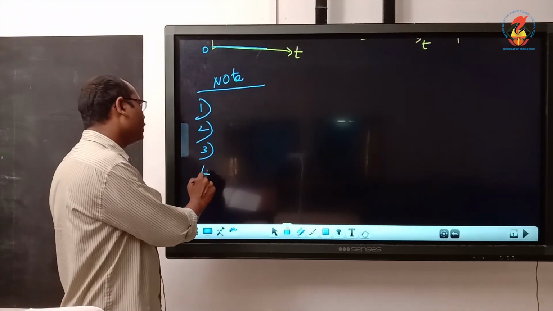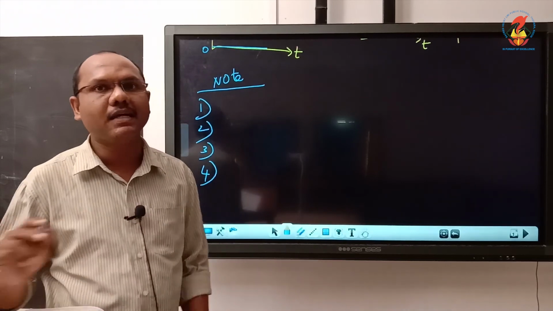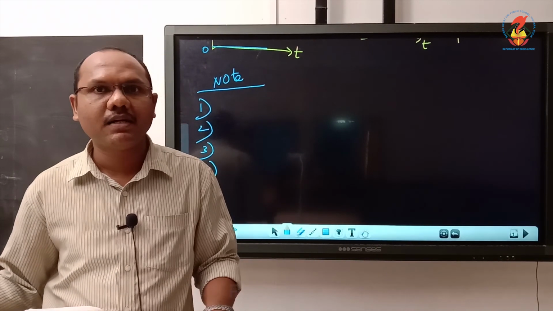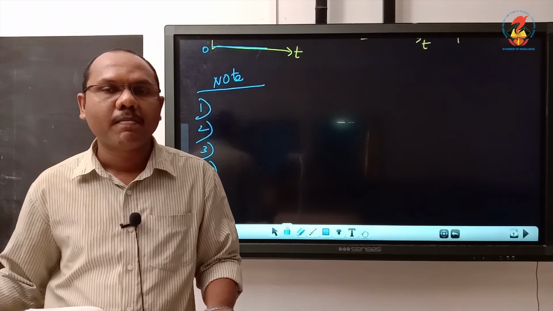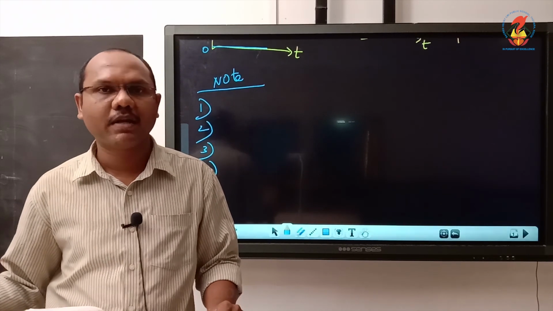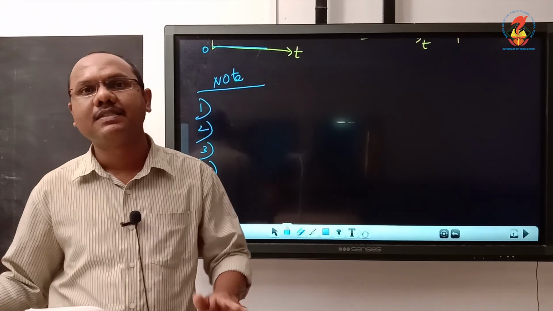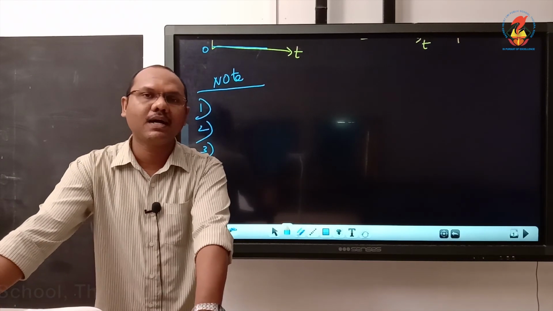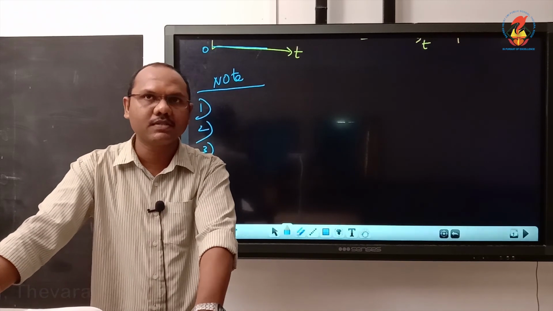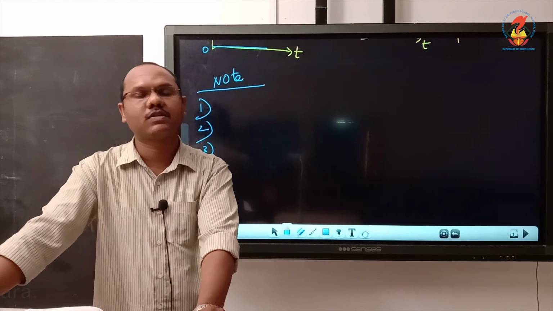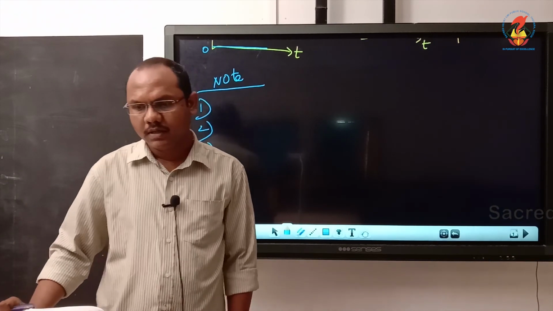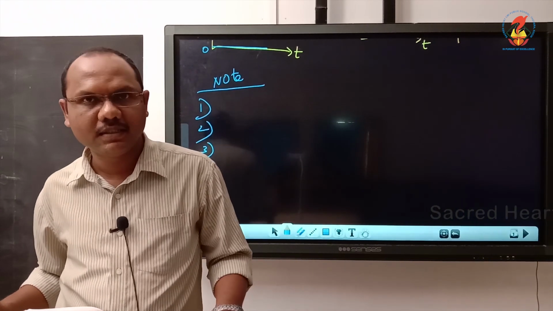Put number 4 and write, area under the acceleration time graph gives change in velocity. Area under the acceleration time graph gives change in velocity. So that's all regarding this chapter.